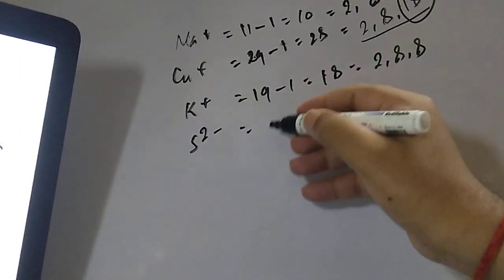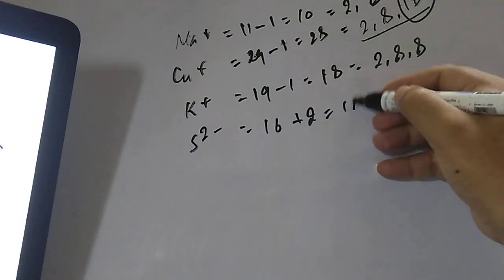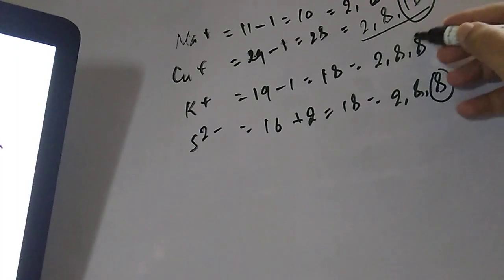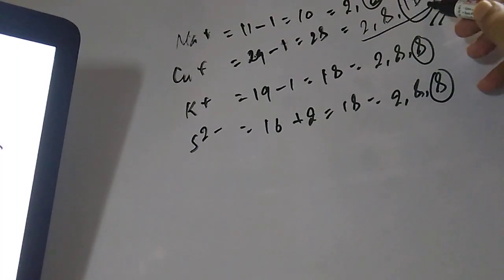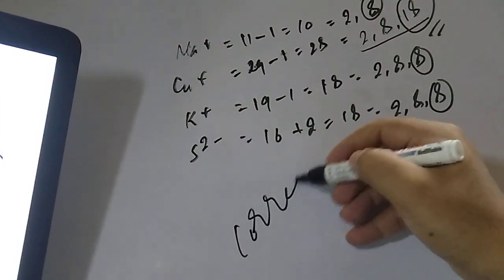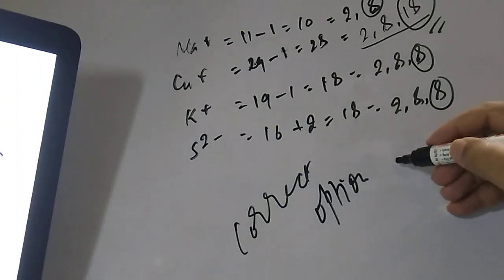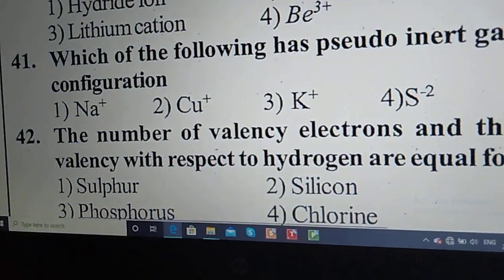If you go to sulfur, student, sulfur is 16 and 2 minus charge means 2 added, so 18. Again that is 2, 8 and 8. So all of these have the octet, student, but in the case of copper they have 18 valence electrons. So the correct option, the one with the pseudo configuration, is option number 2.